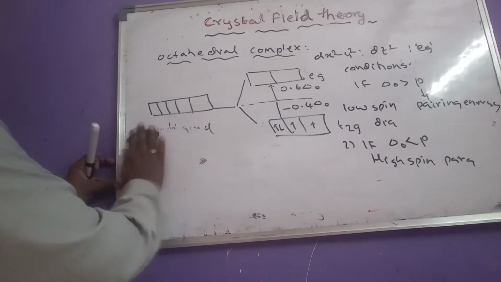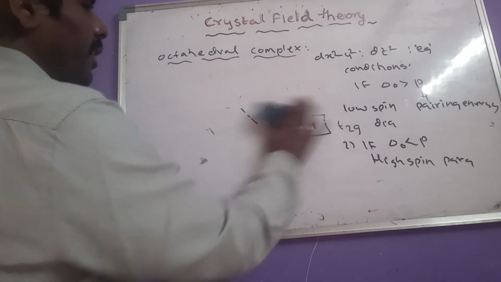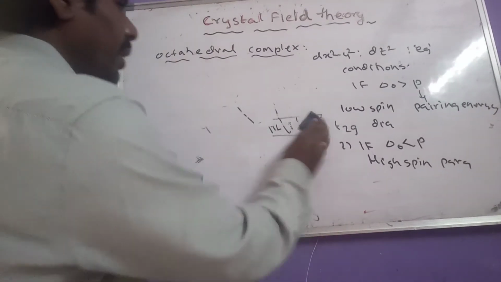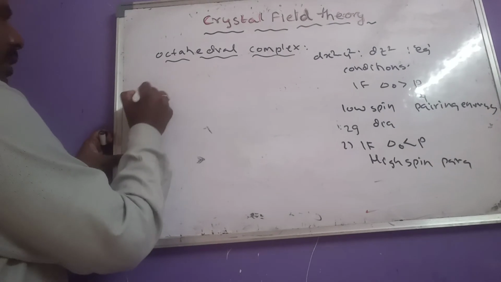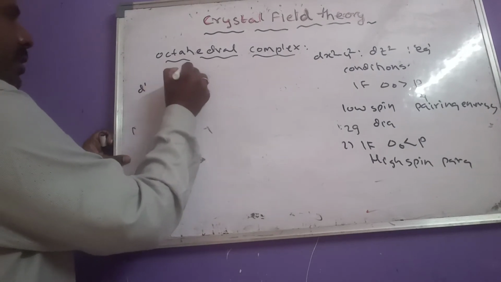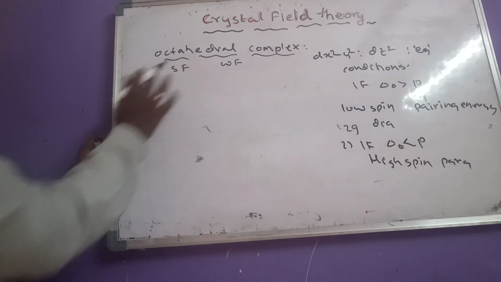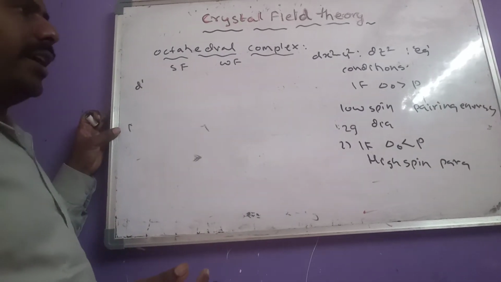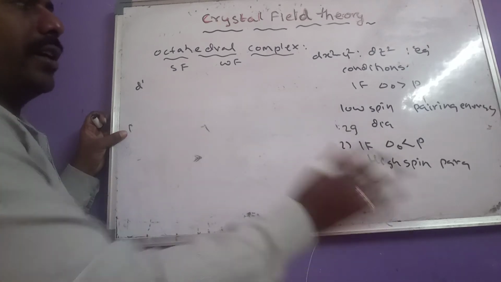So now first let us go for d1 configuration. Let us see the d1 configuration first. For d1, there is a strong field and another one a weak field. If a strong field ligand is there, we do not need to follow Hund's rule.